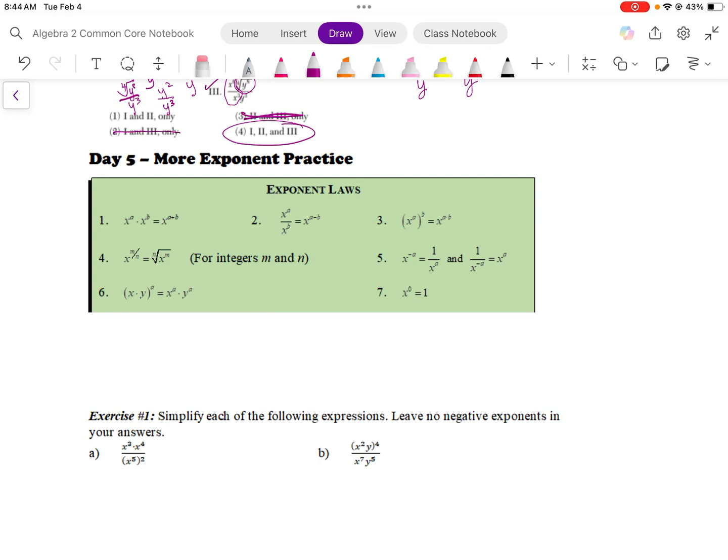Okay, Rachel, here's day 5, which is what we're doing today, Tuesday, more exponent practice.